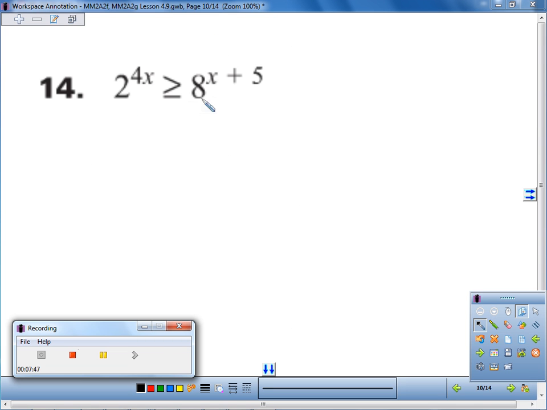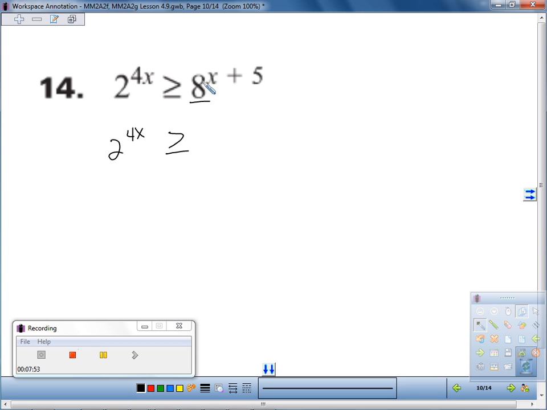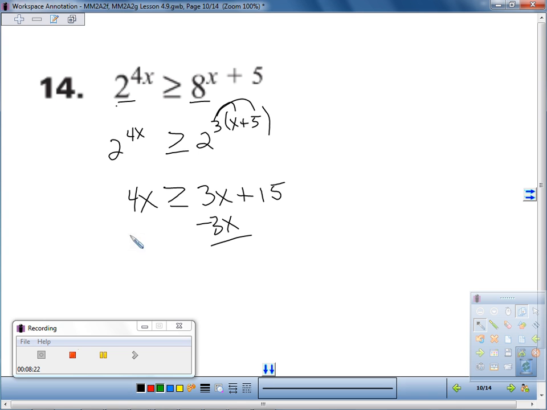Alright, here we have 2 and we have 8. So we're going to get 8 in terms of 2 as our base. Our base is going to be 2, so that we can match up our base. Okay, 2 to the 3rd power gives us 8, so I'm going to have x plus 5. Now, hopefully you're seeing the pattern here. I'm going to go ahead and distribute this time, so I don't have to write out as many steps. So it's 4x is greater than or equal to 3x plus 15. Okay, now I'm going to go ahead and move the 3x over, so subtract 3x. So I end up with x is greater than or equal to 15.